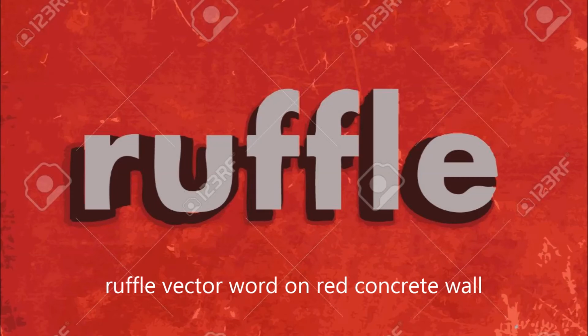Ruffle can also be used as a noun that means a gathered strip of material used for trimming, a ripple, or a low drumbeat. A dress may have lace ruffles at the neck and wrists.